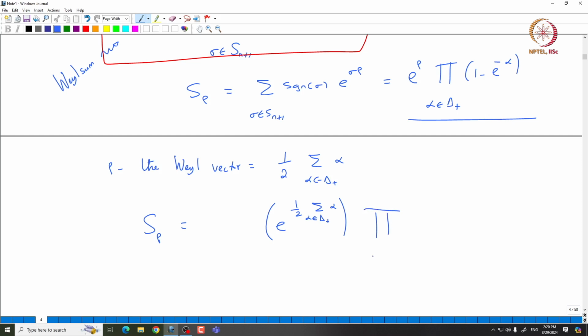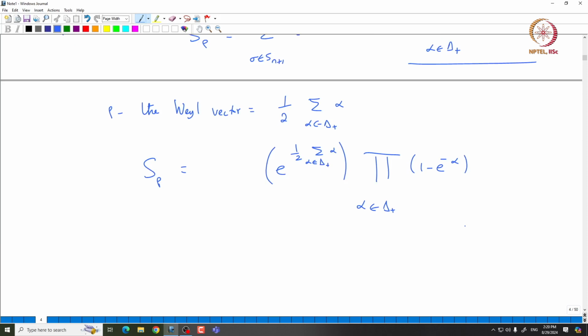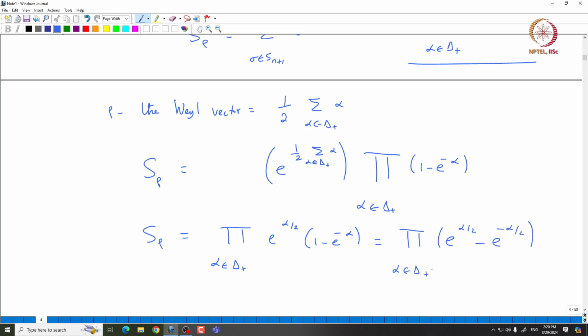So, this is the product over alpha in delta plus of 1 minus e power minus alpha. Now, what we can do is take out this e power alpha and put it inside. So, this actually becomes S rho equal to the product over alpha in delta plus of e power alpha by 2 times 1 minus e power minus alpha, which is exactly the same as the product of e power alpha by 2 minus e power minus alpha by 2, where alpha runs over delta plus.